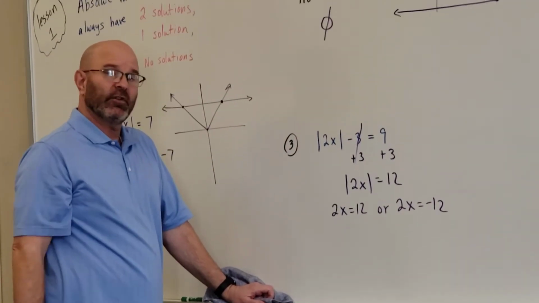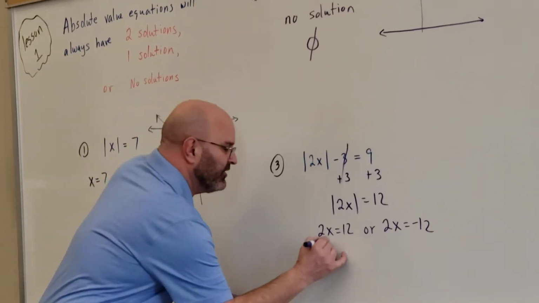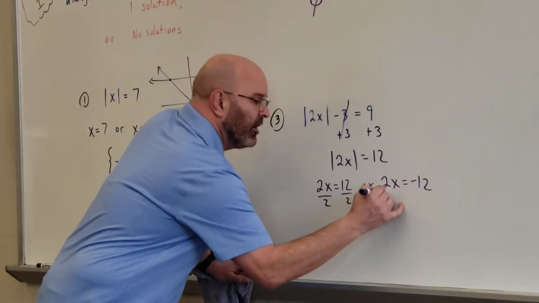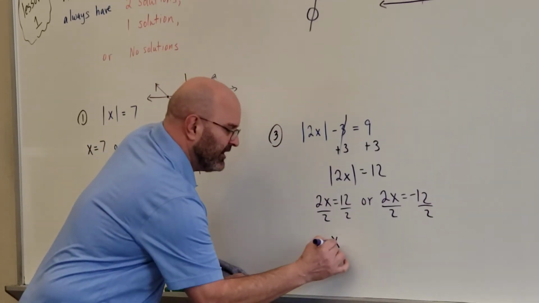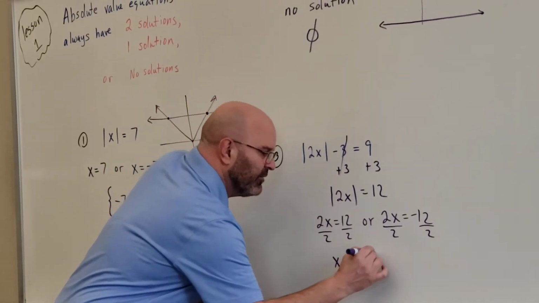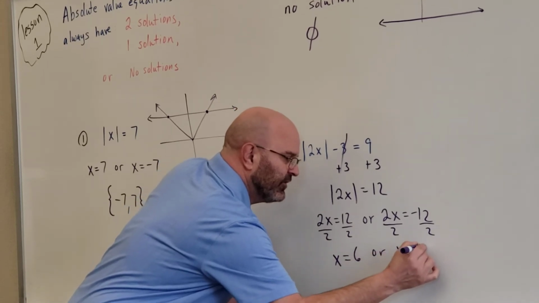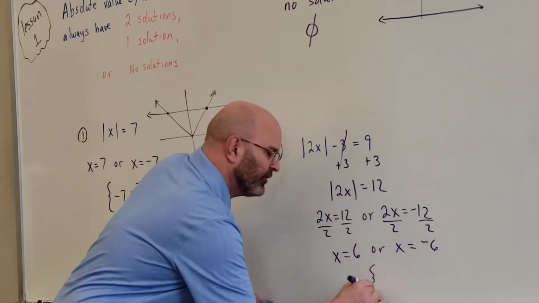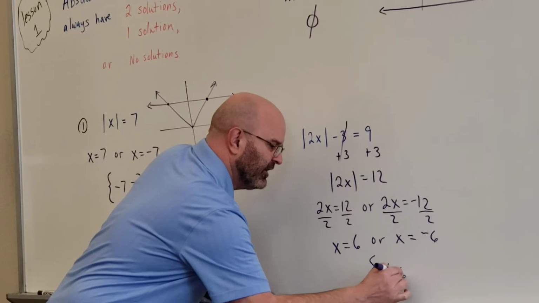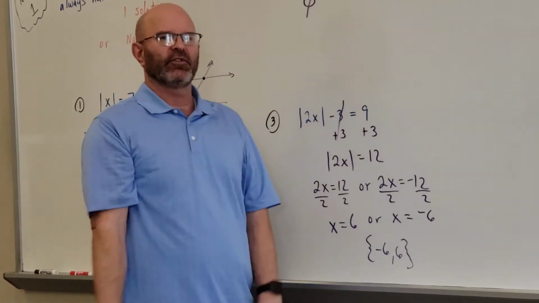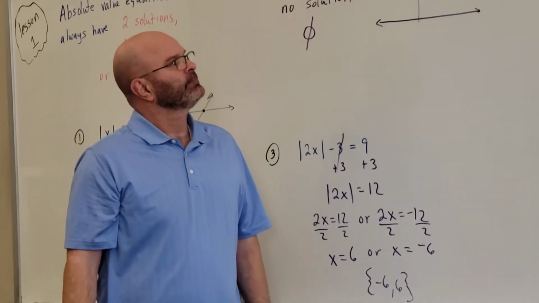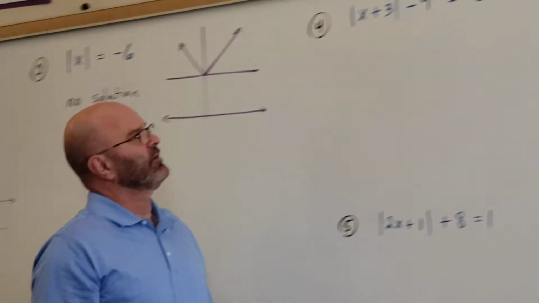These are 2 very simple equations to solve. I'm simply going to divide by 2 on both of them to isolate x. Here I'm getting 6, here I'm getting -6, and so our 2 solutions are -6 and +6. This is a normal absolute value equation. Okay, let's get fancier.